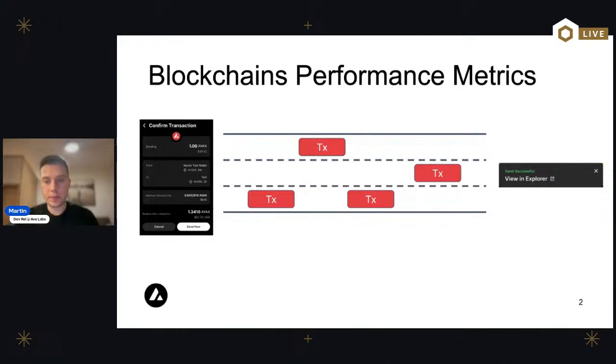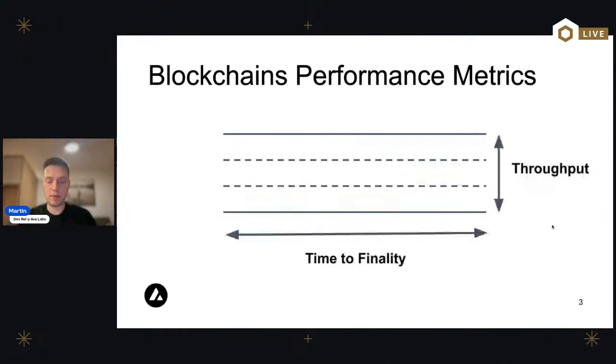And now we can characterize this highway with two metrics. The one is throughput and the one is time to finality. Time to finality means how long it takes from you clicking send until your transaction is recorded irreversibly on chain, so it can never be undone. You can be 100% sure that what you just did really happened. And the other one is throughput, meaning how many cars can enter the highway at the same time.